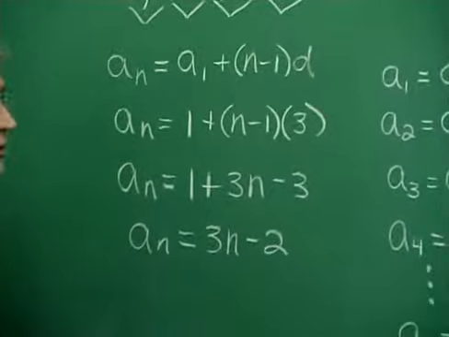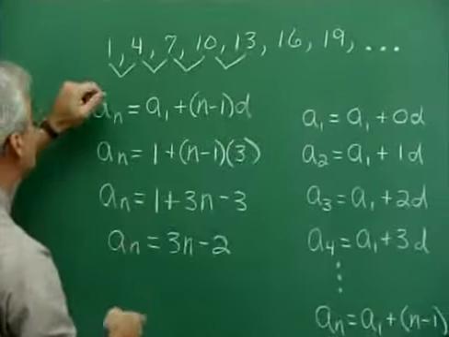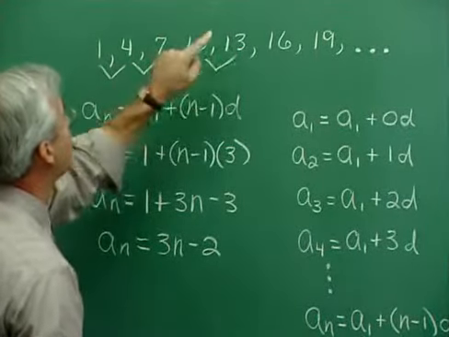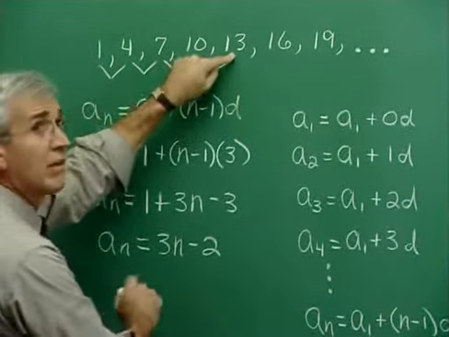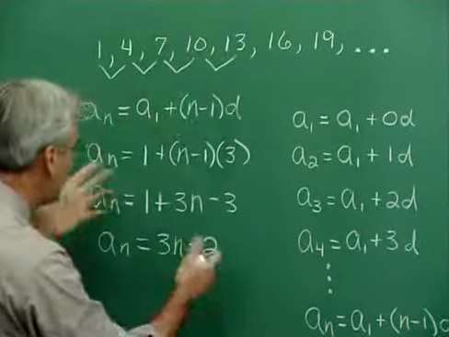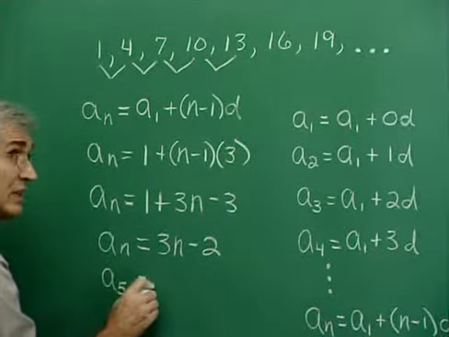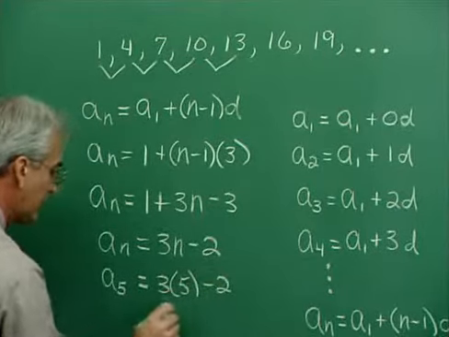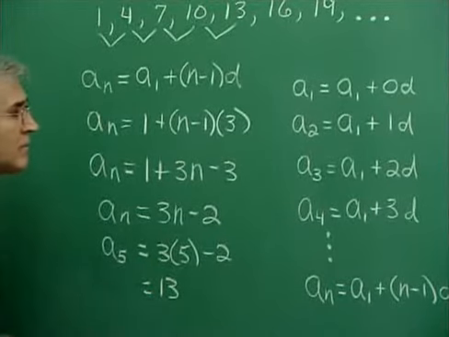Now let's see if that's true. Let me just test it on one of these items in the sequence. We have, let's see, this is the first item, second, third, fourth, fifth. The fifth item is 13. Let's see if replacing n with 5 will give us that item. That is, is it true that A subscript 5 is 13? Well, we would have 3 times 5 minus 2. That's 15 minus 2, 13. So yeah, this works out well.